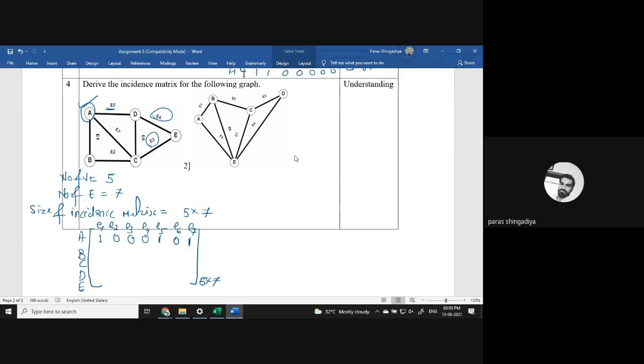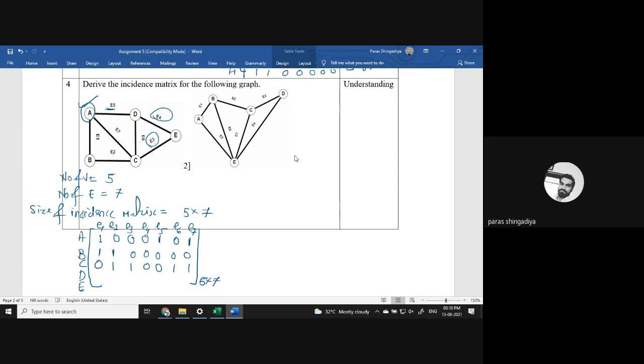Okay, so at vertex A, E1, E5 and E7 are connected. So these entries will be 1 and rest of all the entries will be 0. A के साथ कितनी edge connected है? 3 edge connected है. Which 3 edge? E1, E5 and E7. So those entries will be 1 and rest of entries will be 0. Now for B, E1 and E2 are connected. So these entries will be 1 here and rest of entries will be 0. Now for C, E2, E3, E6, E7 are connected. So E2, E3 and E6, E7 will be 1 and rest of entries will be 0.